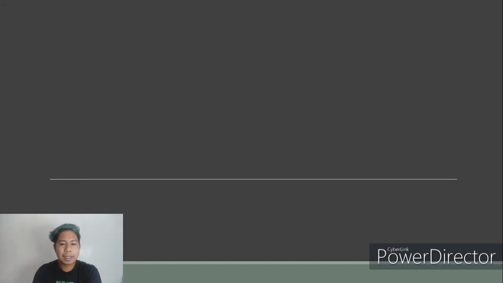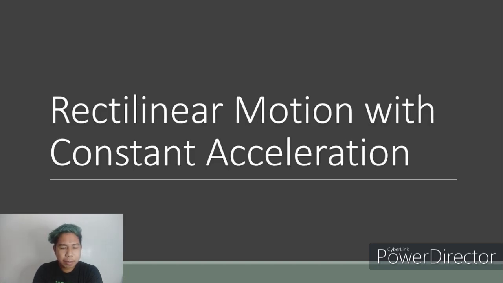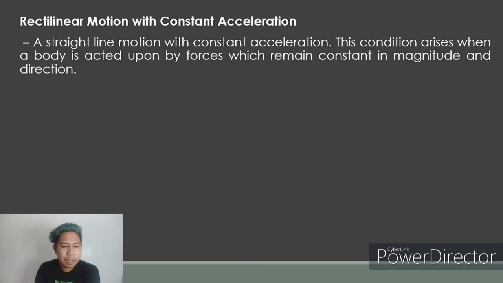Okay, class, we are here to discuss our topic, which is rectilinear motion with constant acceleration. Ano nga ba itong rectilinear motion with constant acceleration? So sabi ni Singer, rectilinear motion with constant acceleration is a straight line of motion with constant acceleration. This condition arises when a body is acted upon by forces which remain constant in magnitude and direction.